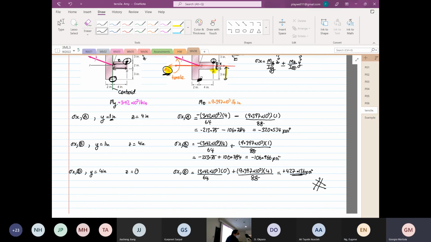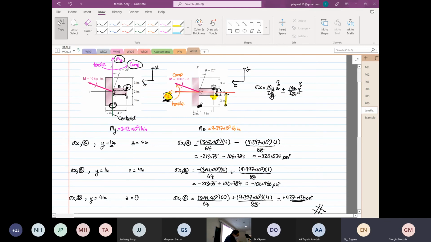No, it's exactly on the line. It's going to be 0. If, let's say, it goes towards the right, then My will be compression. At the center, exactly on the line, it will be equal to 0, which in this case it is.